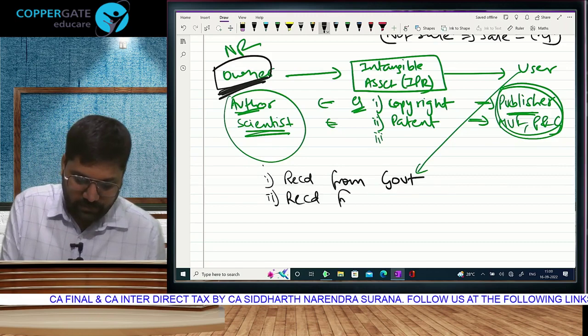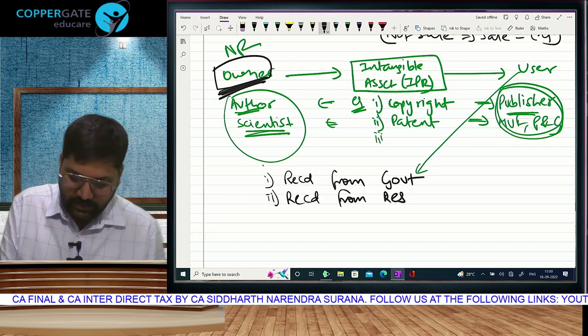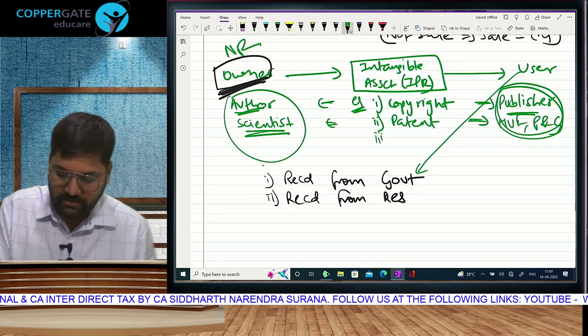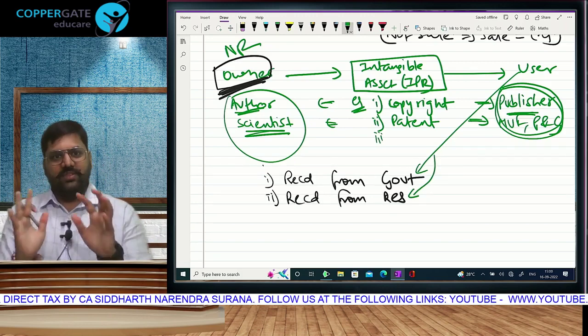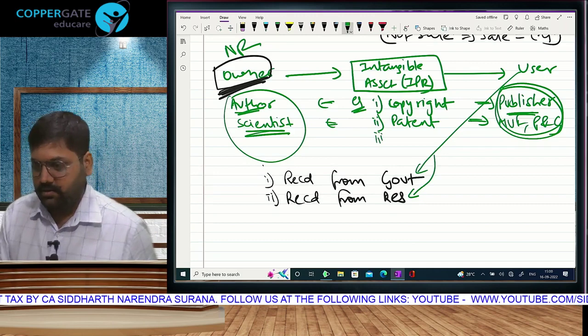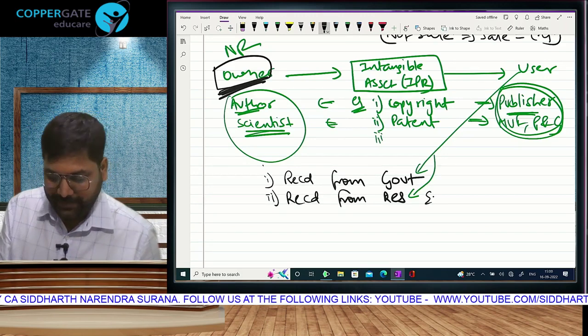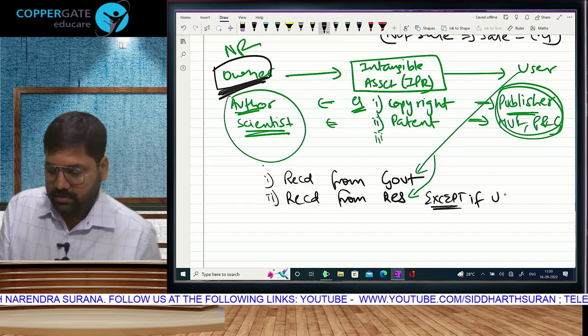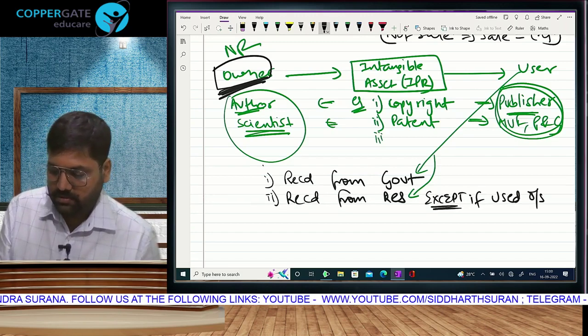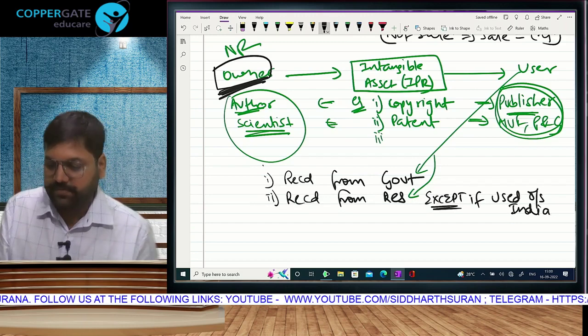Royalty received from a resident. So this resident this time is our user. It is assumed that he will use it where? Now you tell me. Except if the asset is used outside India, in that case it will not be treated as Indian income.